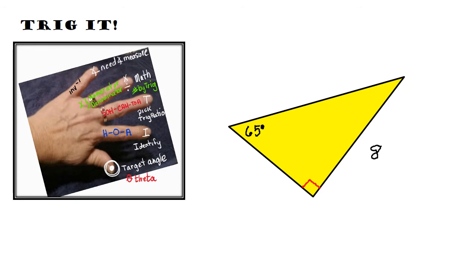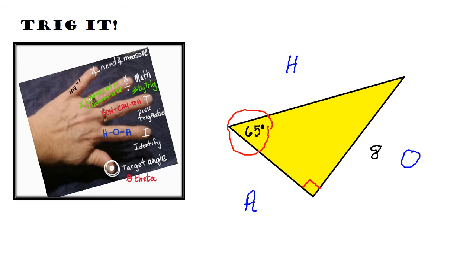and follow the system here. First we have to use our thumb and make a target. After the target, second finger, identify: find the hypotenuse, find the opposite, find the adjacent. There it goes. Next, third finger, figure out if we're going to use sine, cosine, or tangent.